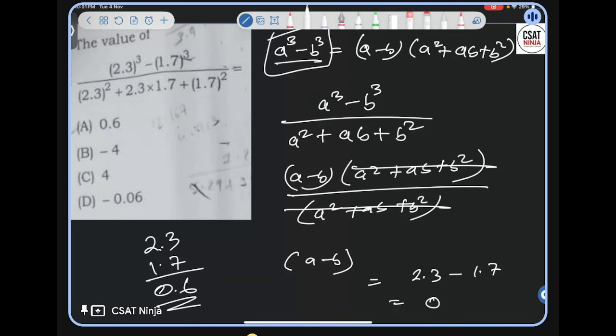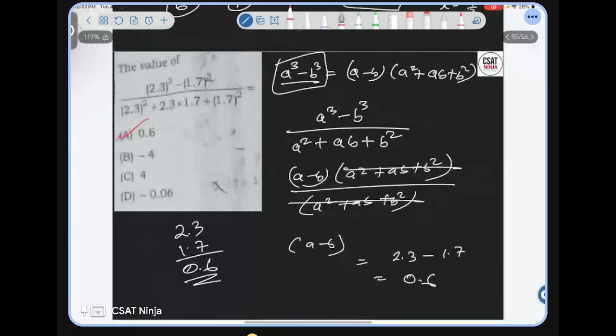So the answer here is 0.6, which is option number A. That is the answer there. Yeah, that's the end.